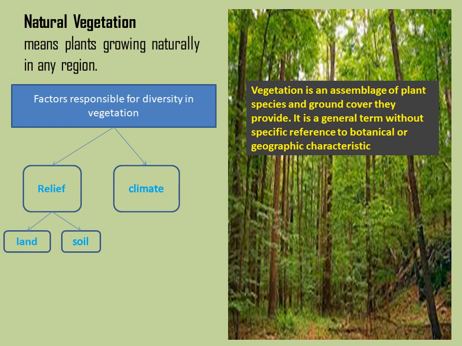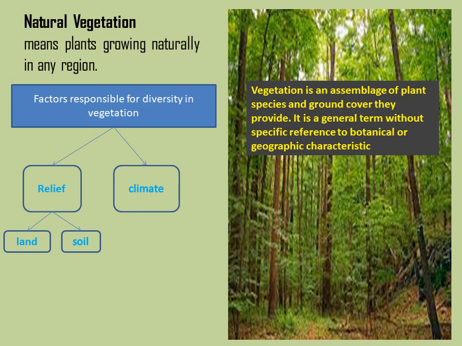Land affects the natural vegetation directly or indirectly. The nature of land influences the type of vegetation. For example, plain is generally devoted to agriculture. The undulating and rough terrains are areas where grasslands and woodlands develop.